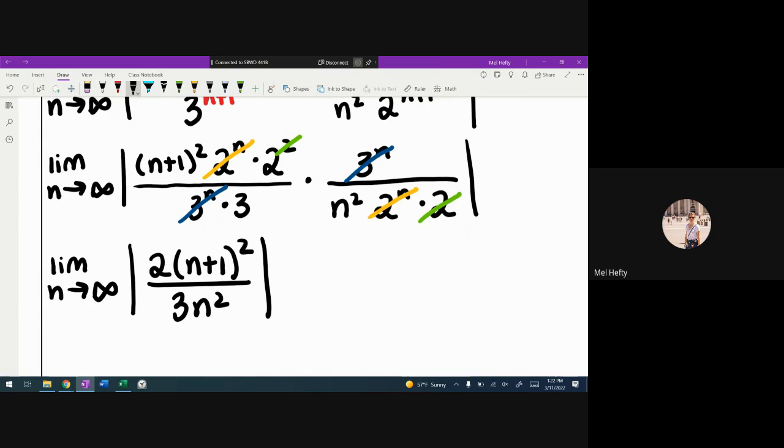Now, personally, I think I know what this limit equals right now. Anyone else think they know what this equals right now? Yeah. But let's try to multiply it out just to make sure. Now, wait, before I forget.